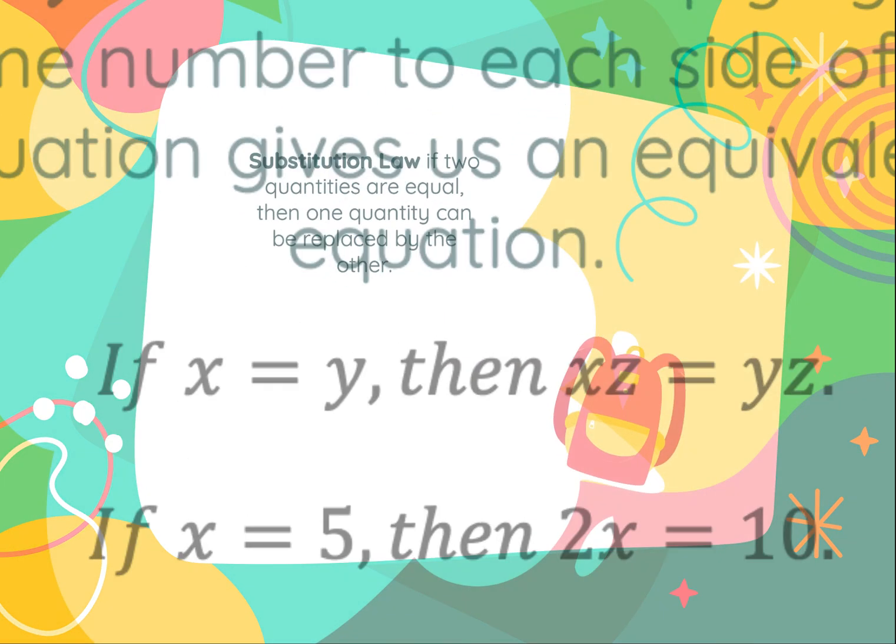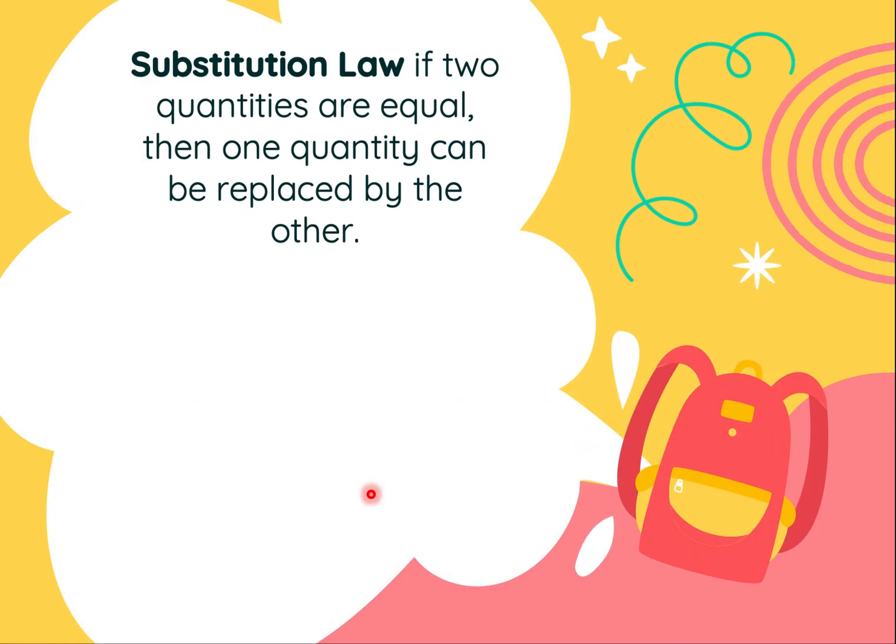The third property is the substitution law. It's simply to substitute, which means to replace. If two quantities are equal, then one quantity can be replaced by the other. So when we say substitution, another term for that is replace.